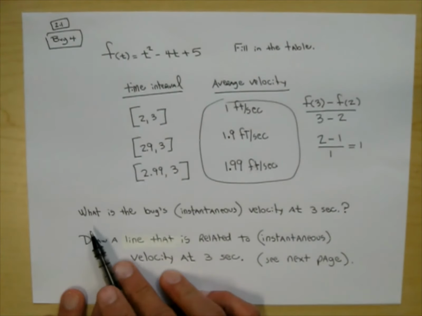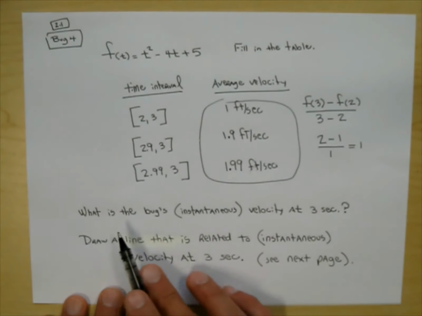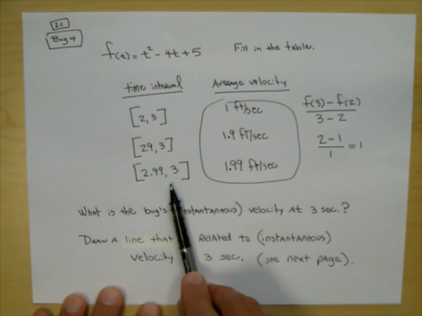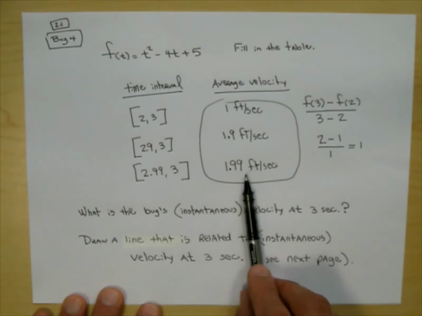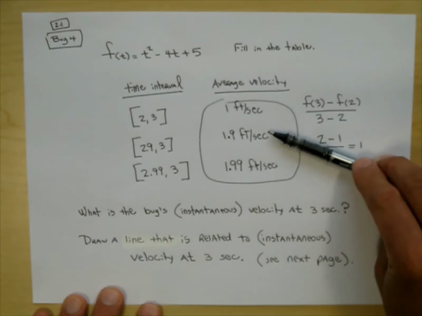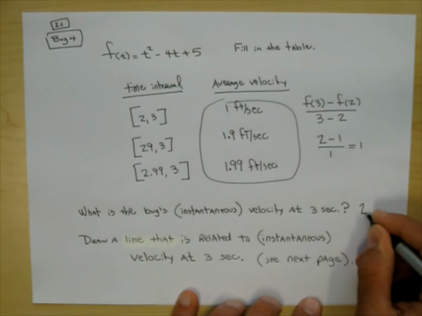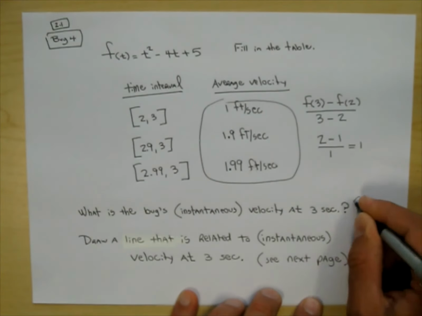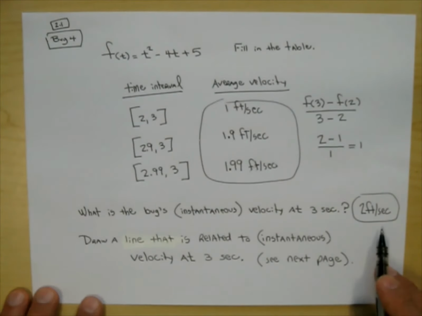And then they ask, what is the bug's instantaneous velocity? That's optional to put. What is the bug's velocity at 3 seconds? So look, we're getting closer and closer to 3. 2.999 would probably be 1.999. And so what is this number getting closer and closer to? Well, it's getting closer and closer to 2 feet per second. So that's our guess: 2 feet per second is the velocity at 3 seconds.